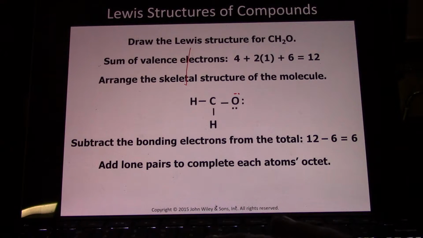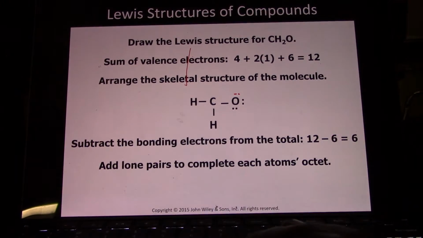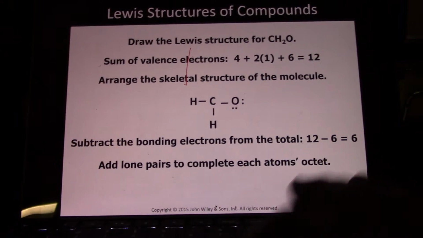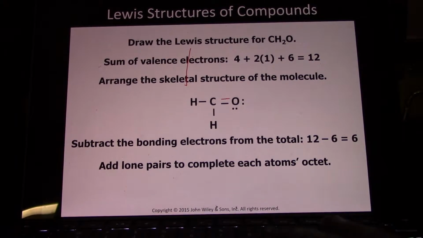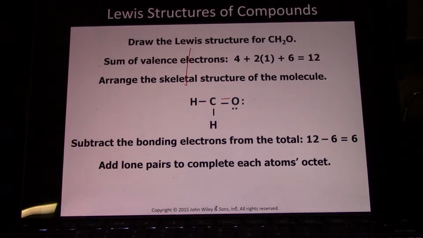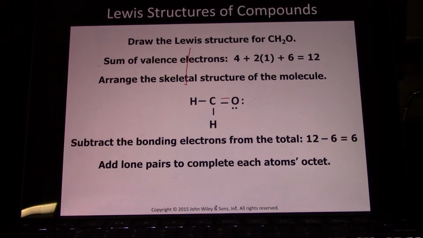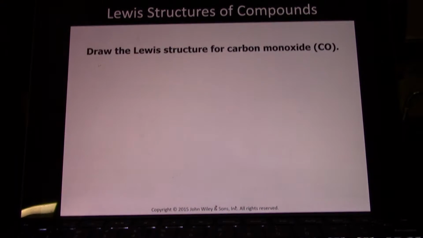But carbon is not happy. Carbon only has 6 electrons and it wants 8. I need 2 more, but I don't have 2 more. I've used all 12 of mine. This is how we make double and triple bonds. My only option is to share. So I take these 2 electrons and I share them to get a double bond. And now the carbon has 8 electrons and the oxygen has 8 electrons. Remember, the shared ones get double counted because everyone claims the shared electrons as their own.